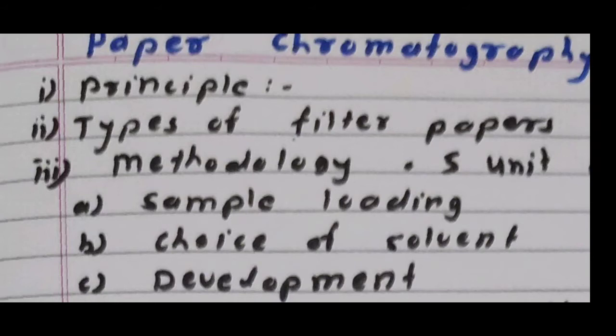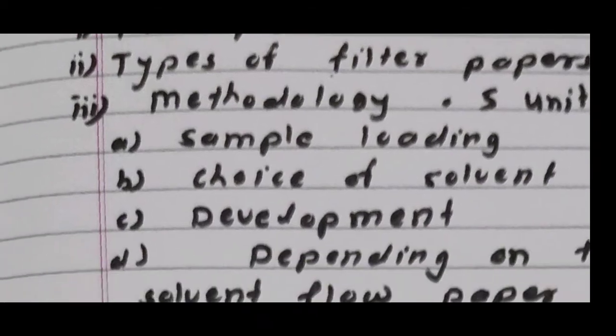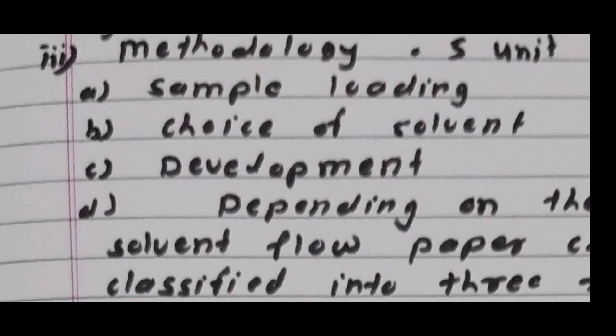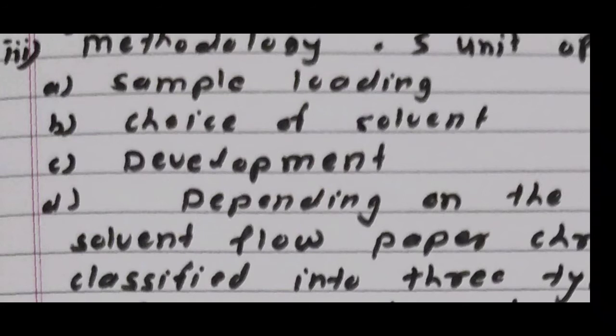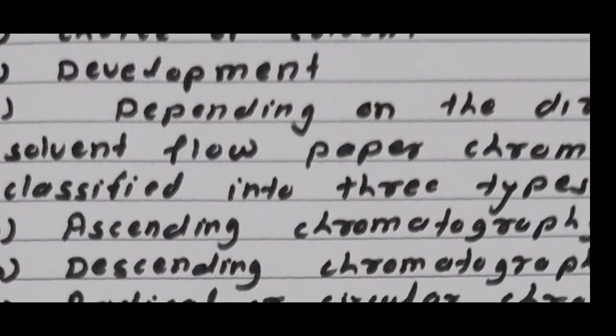In case of methodology, it involves 5 unit operations. First is the sample loading. Second one, choice of solvent. Third is the development of chromatography paper. And fourth is the, then depending on the direction of solvent flow, paper chromatography is classified again into 3 types.